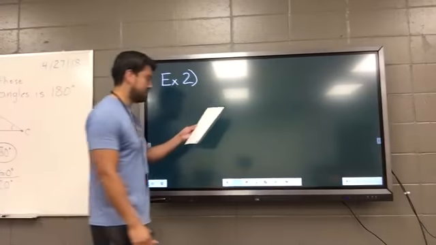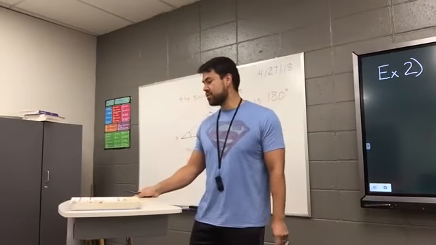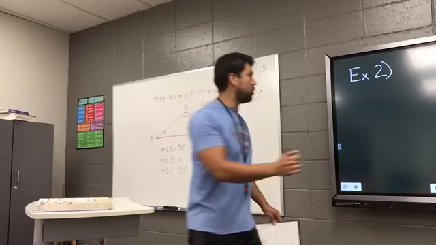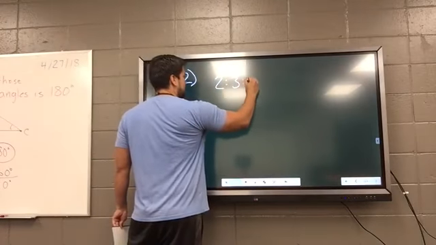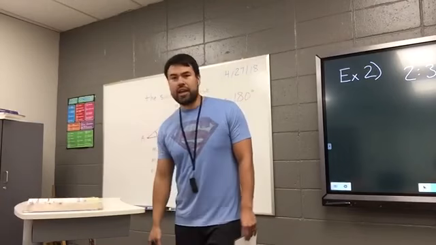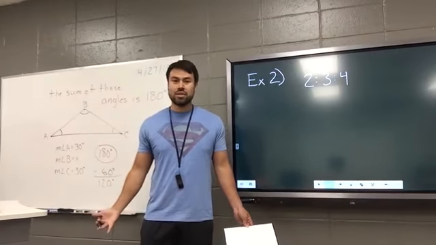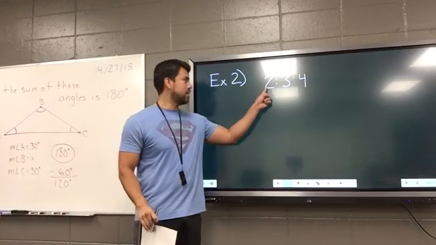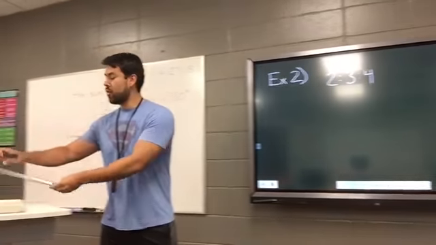Example number 2, please. Example 2, the measures of the angles of a certain triangle are in the ratio 2, 3, 4. So they give me this ratio right here. And then they say, find the measure of each angle. Man, that's kind of cruel actually, because did they give you any of the angles? No, they gave you a ratio. They gave you 2, 3, 4. So what do I do with that?